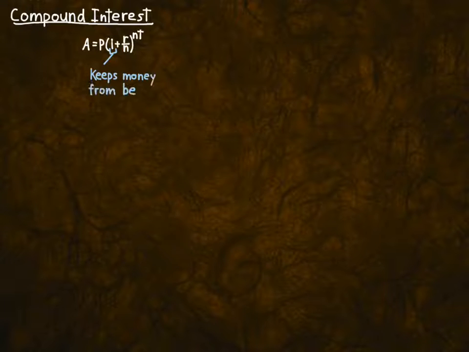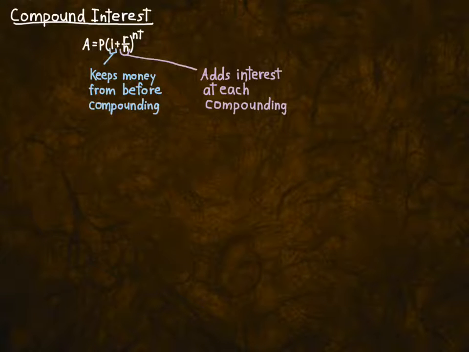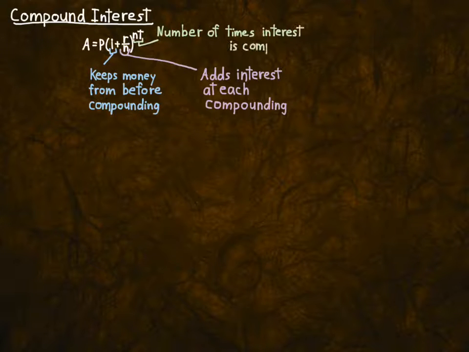So just briefly, in this formula, the 1 makes it so that you keep your money, the money that you had before the compounding. The R over N will add the interest when it's multiplied by P. We'll add the interest at each compounding. And the N times T is actually the number of times the interest is compounded. Not per year, the total number of times the interest was compounded.